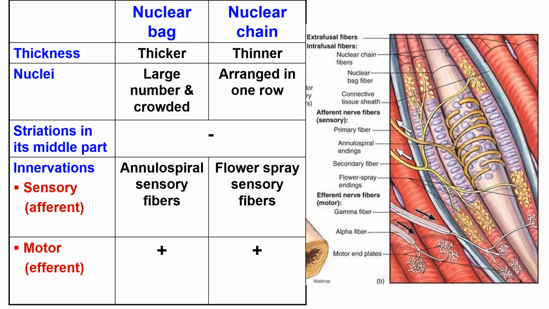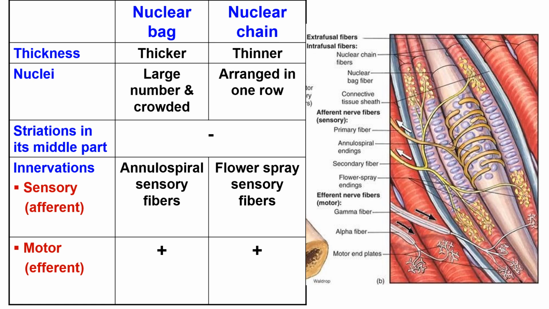This is a comparison between the two types of intrafusal muscle fibers, the nuclear bag type and the nuclear chain type. Regarding thickness, the nuclear bag is thicker, whereas the nuclear chain is thinner. The nuclei in the nuclear bag are numerous and crowded, whereas in the nuclear chain they form a row.